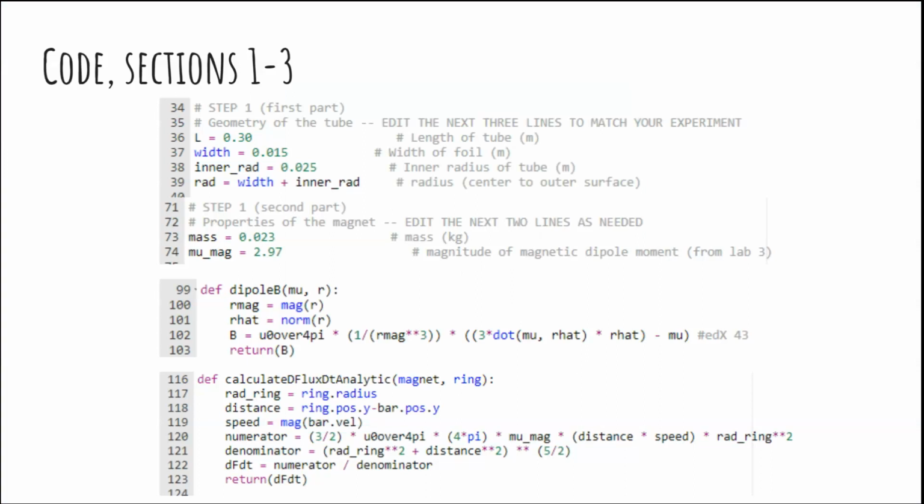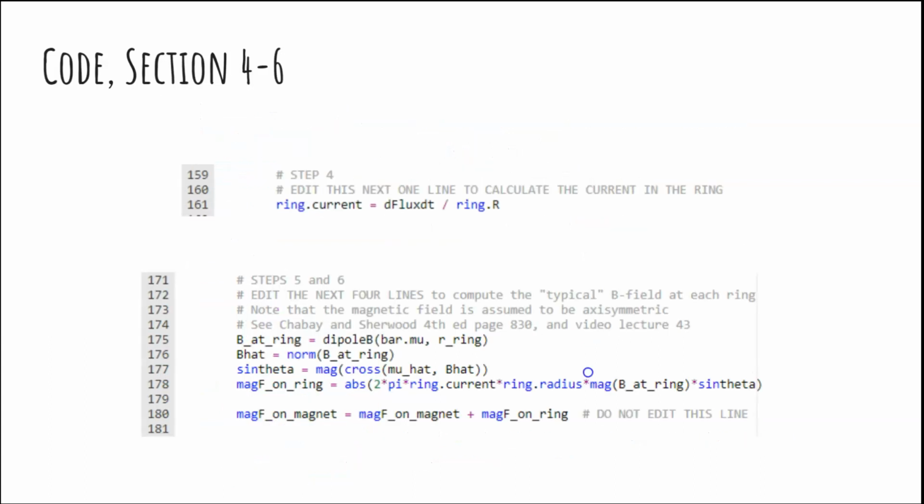Here in the computational model, it is broken up into 8 parts. Here are the first 3. The first part is talking about the initial conditions. The width and inner radius sections are just going to be the thickness of the aluminum in the aluminum foil tube, and then mass and magnetic dipole, which again, Lab 3. The second section is calculating the dipole magnetic field, and the third section is calculating the flux according to Faraday's law. Step 4 is creating a ring, and there are 2 rings modeled in this experiment that I will talk about in 2 slides.